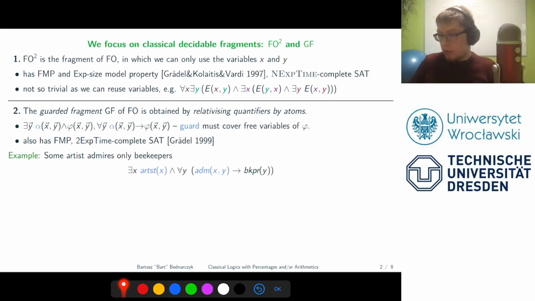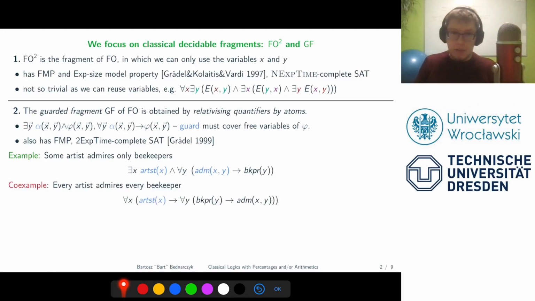And this is the example. We would like to formalize that some artist admires only beekeepers, and it can be done as follows. Here I introduce x, so I must guard it. And then I have a formula with a free variable y, and I also must guard the variable y. So for example, this formula admires(x,y) guards the variable y. On the other hand, the counterexample is as follows.